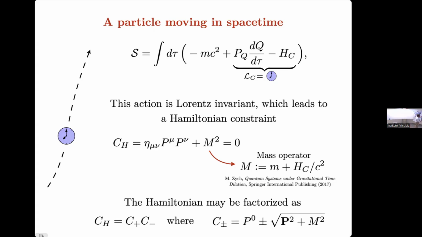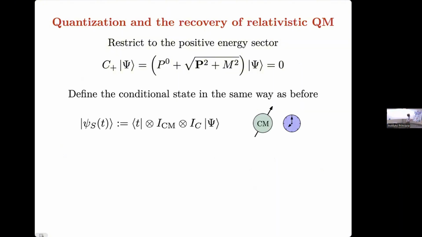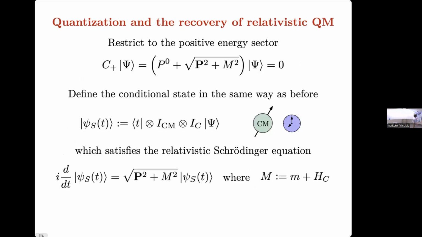Okay, this is a quadratic equation, you can factor this constraint, and you can impose either C plus or C minus. These constraints commute. So we can define our physical Hilbert space just by looking at this positive energy sector. And so we get a Hamiltonian constraint that looks something like this. We can define a conditional state analogous to what we've talked about before in the Page-Wootters proposal, and we get a Schrodinger equation as well, this relativistic Schrodinger equation.